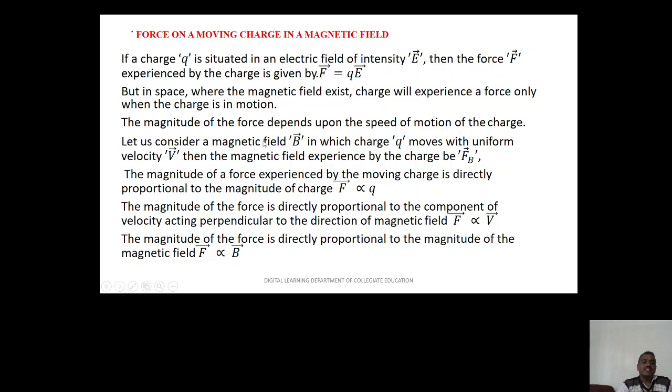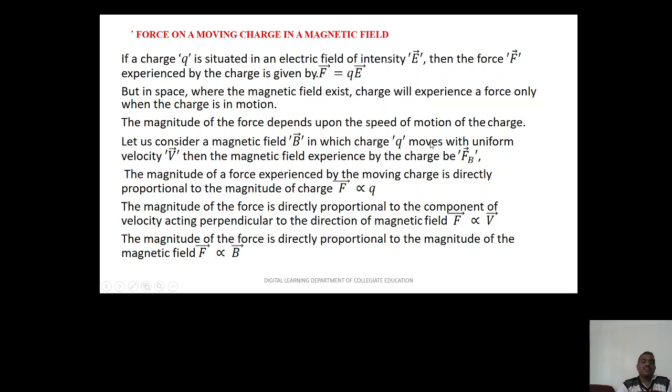But in space where a magnetic field exists, the charge will experience a force only when the charge is in motion. The magnitude of the force depends upon the speed of the motion of the charge also. Consider a magnetic field B, in which a charge moves with a uniform velocity V. Then F is the magnetic force experienced by the charge.